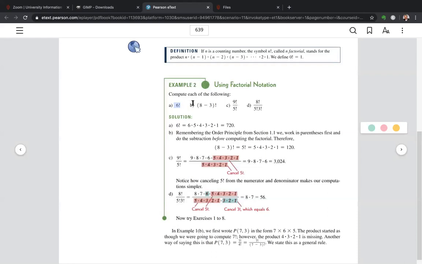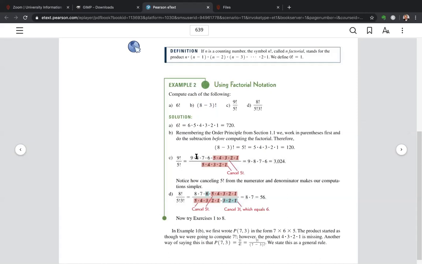So, order of operations is always applied when we're talking about factorial. So for example, this 8 minus 3 in parentheses factorial, you would do what's in the parentheses first. You do the 8 minus 3, which is 5, then apply the factorial. Because remember, parentheses is the first thing that you do in order of operations, and factorial is a multiplication operation. Okay, so you do the parentheses 8 minus 3, and then you walk that down to multiply it out and get 120.